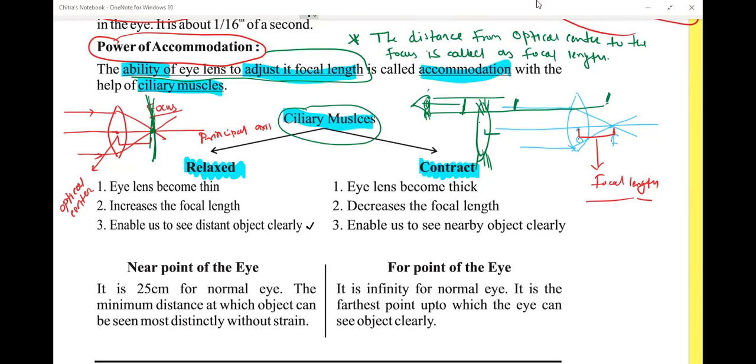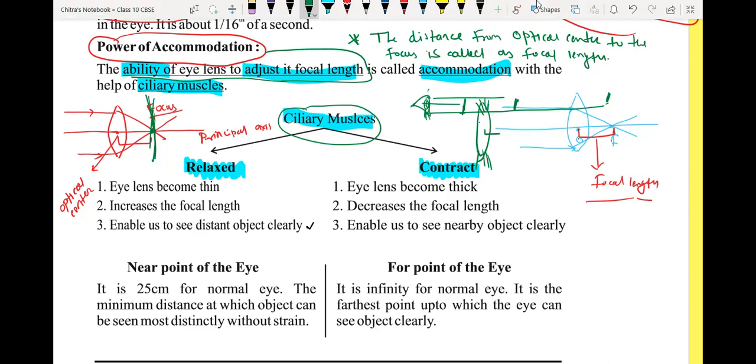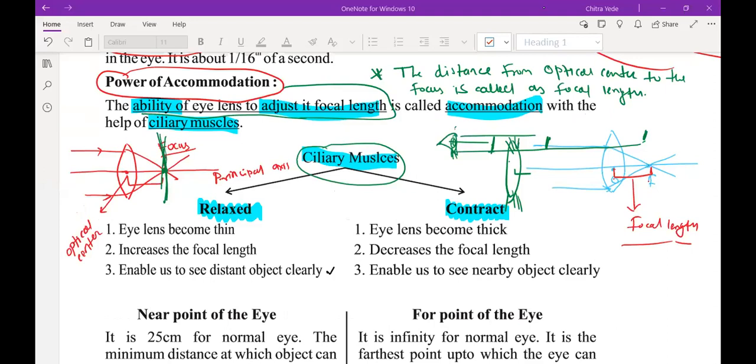That's why, in order to adjust the focal length, the ciliary muscles act. They have to focus on the retina in order to form a clear image.